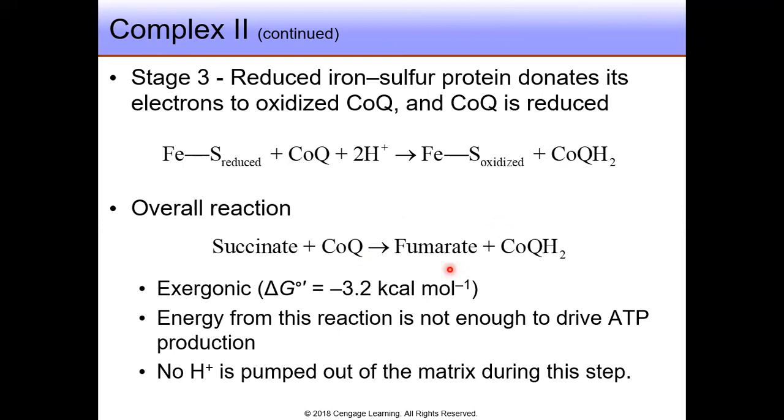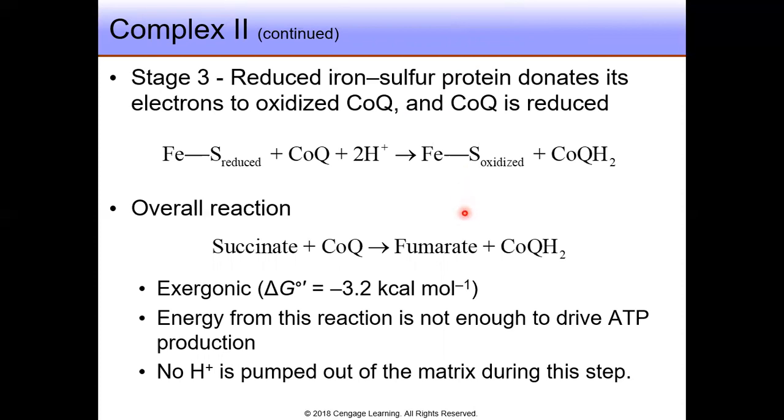We already saw the first step of this reaction as we discussed the oxidation of succinate to fumarate as part of the citric acid cycle. You remember the enzyme traditionally called succinate dehydrogenase, which catalyzes this oxidation of succinate to fumarate. Now, this enzyme has been shown by later work to be part of this enzyme complex, complex 2.